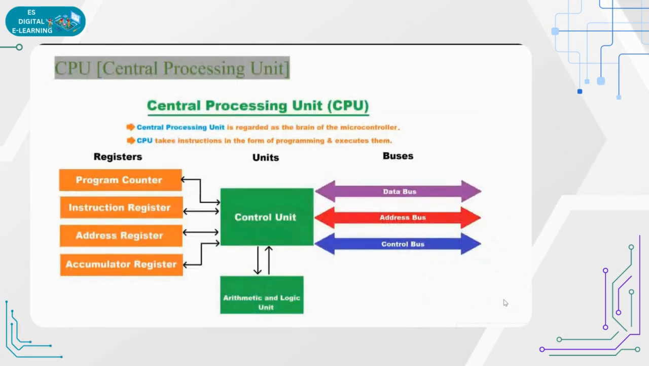Coming to the CPU. What exactly is in the CPU? It has many registers and control units. Inside the CPU, we have the control unit. It is the brain of the microcontroller, where the buses will be there. The buses are the data bus, address bus, and control bus. The data you are getting goes to the control unit. The controller will decide on the data and process it. It has registers: program counter, instruction register, address register, and accumulator register.